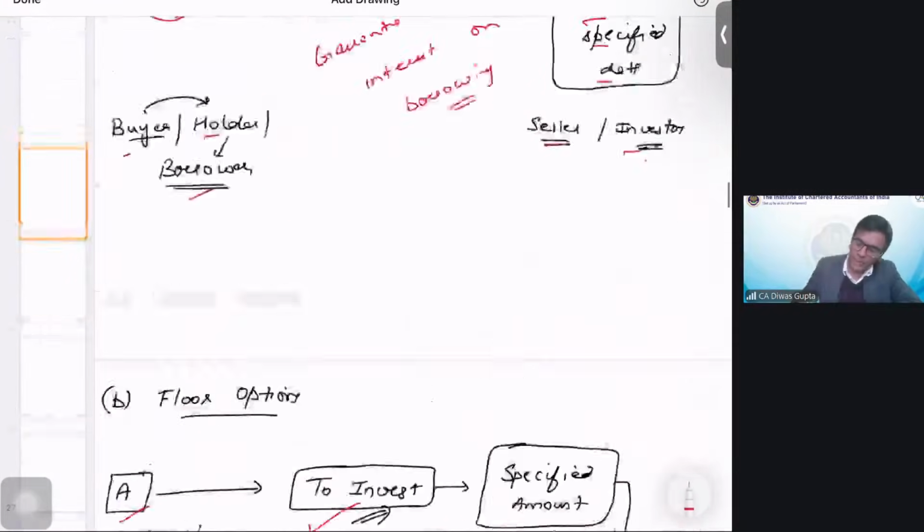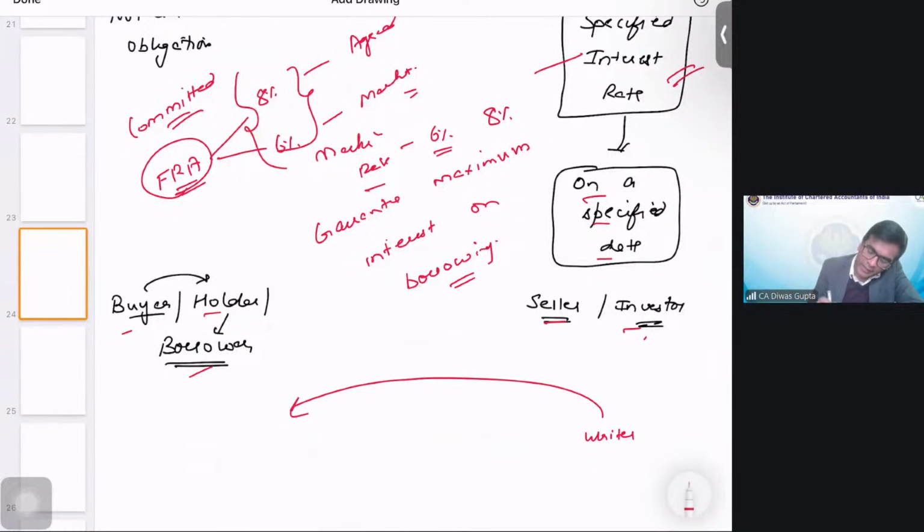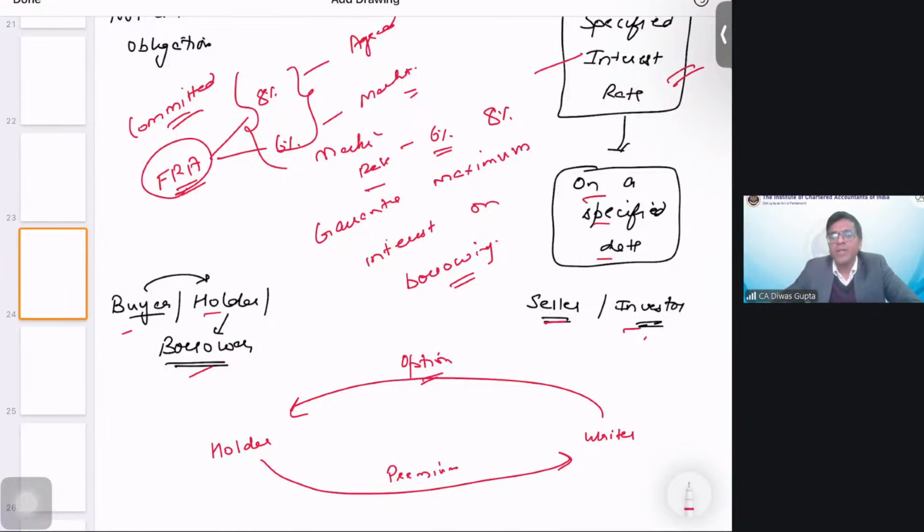Now, since we are talking about one person giving a guarantee to another, the writer, in both the cases, is giving a guarantee to the holder. So the holder will have to pay a premium to get that guarantee. This is basically an option, a guarantee in the form of an option, right? So the writer is giving the holder an option, and the holder will have to pay a premium to the writer, very similar to what we have discussed in derivatives, right? About the financial option, students.